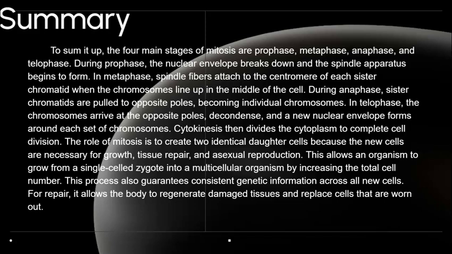The role of mitosis is to create two identical daughter cells because the new cells are necessary for growth, tissue repair, and asexual reproduction. This allows an organism to grow from a single-cell zygote into a multicellular organism by increasing the total cell number. This process also guarantees consistent genetic information across all new cells. For repair, it allows the body to regenerate damaged tissues and replace cells that are worn out.